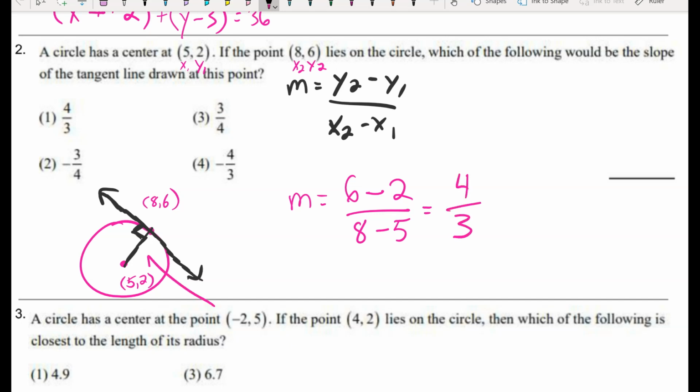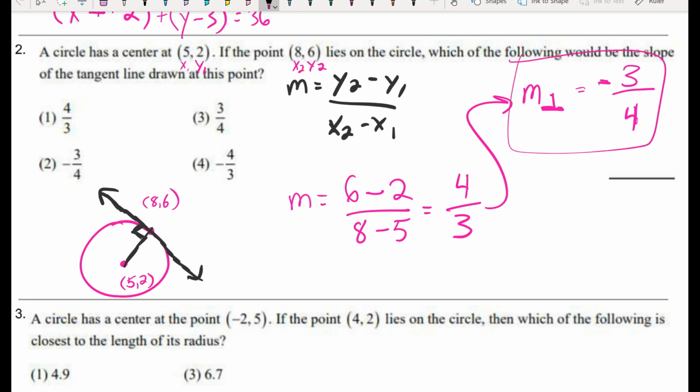So this is the slope of the radius, but the slope of a line perpendicular to that would have a negative reciprocal slope. So that means flip the fraction, put 3 in the top, 4 in the bottom, and change the sign. So my original slope is positive, so the negative reciprocal slope should be negative. So the answer choice that fits there is answer choice 2.